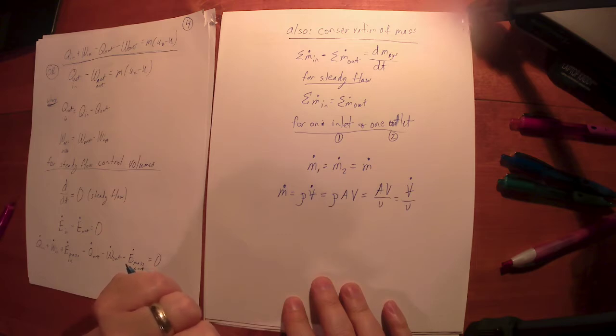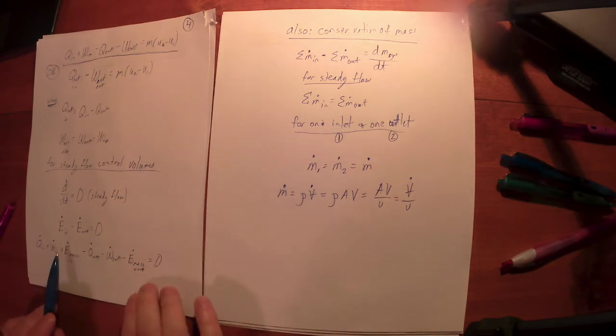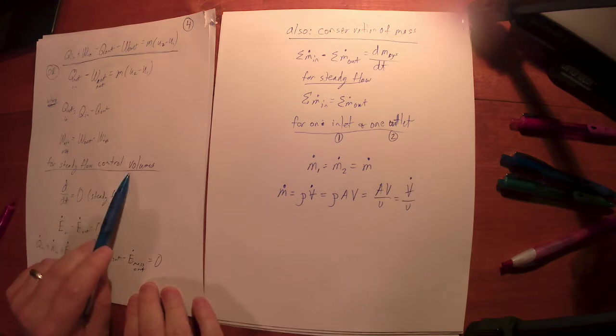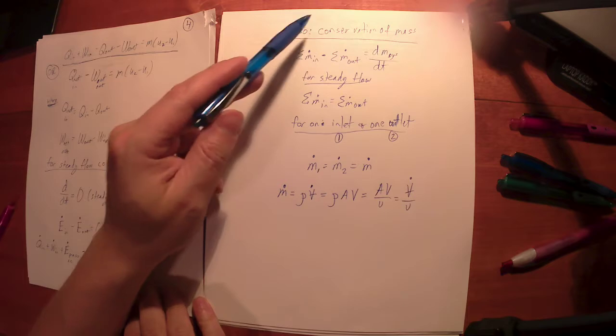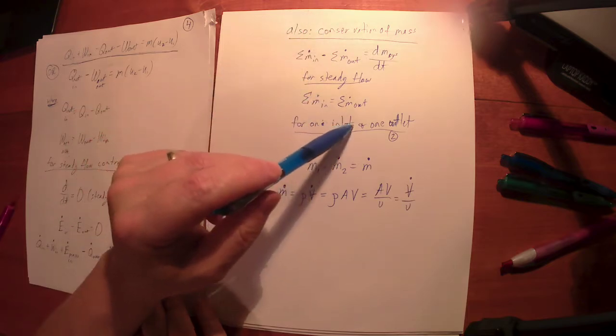Right? Okay. How does this help us, Steve? Well, remember back here, we're talking about a control volume. Control volumes are things where mass crosses the boundary. So if mass is crossing the boundary, I need to make sure that the mass is actually conserved. And it's real simple if it's one inlet and one outlet.